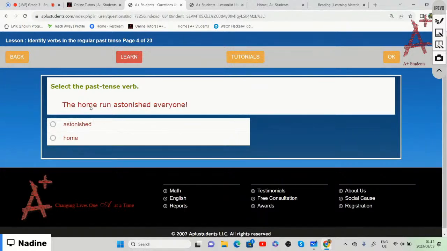And the home run astonished everyone. The home run astonished everyone. Is it astonished or is it home? We need to select the past tense verb. So if we select the correct past tense verb, we can say astonished.